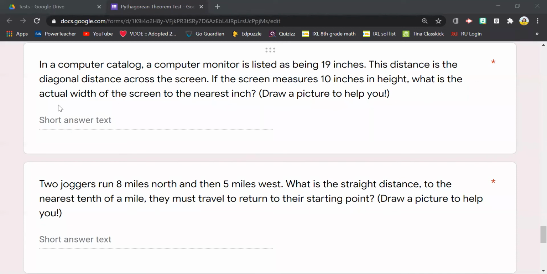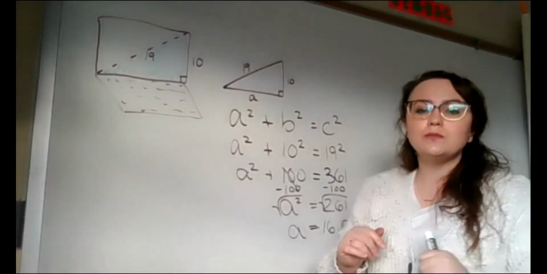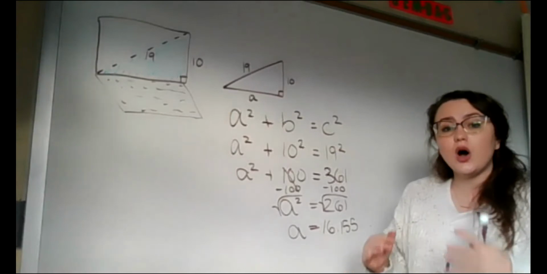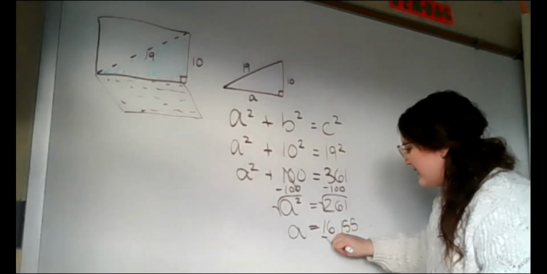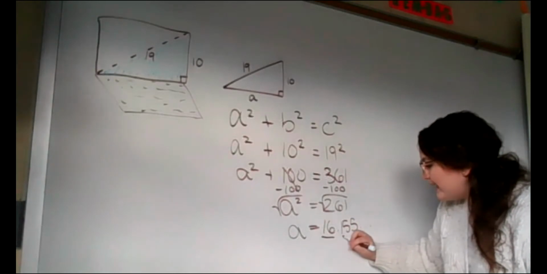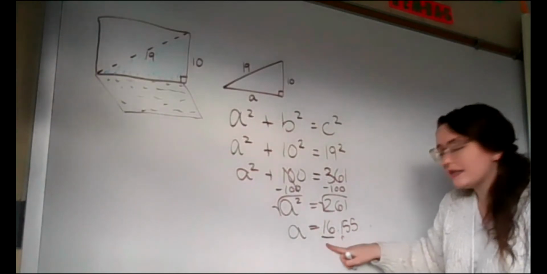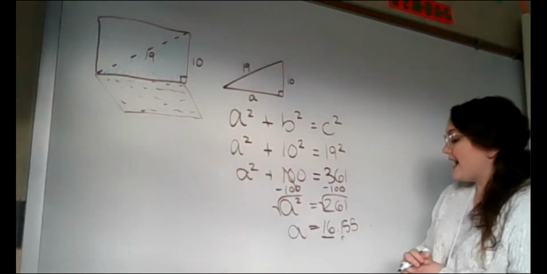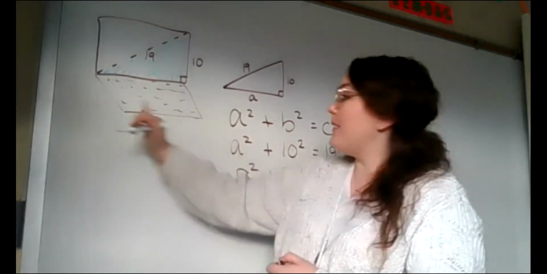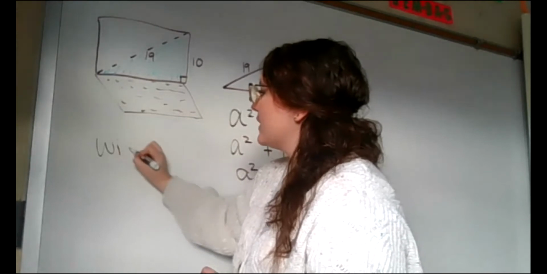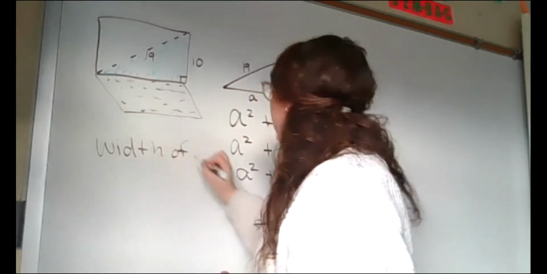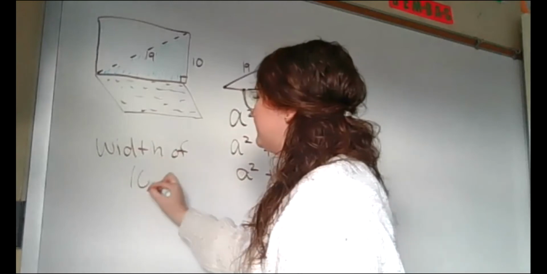Okay, now let's refer back to the original question to see how they asked us to round. So it is important that you're being careful about rounding. So this says, what is the actual width of the screen to the nearest inch, to the nearest whole inch? So I want to round this to the nearest whole number, which in this case would be 16. Now the 1 here is not going to cause the 16 to bump up. So I can say that the width of my computer screen has a width of 16 inches.